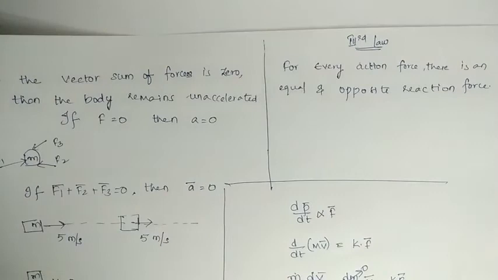Imagine that you are holding a heavy book, and what happens when you release it? It falls down and touches the ground. That's what happens when you release the body. But whenever you are holding it, you are not letting it fall. We all know that the gravitational force acts on the body in the downward direction.